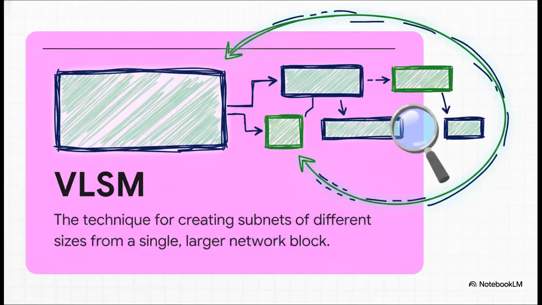Well, the magic trick here has a name. VLSM. It stands for Variable Length Subnet Masking. You can think of it like this. Instead of cutting a pizza into 8 equal slices when maybe you only want a tiny sliver, VLSM lets you cut each piece to the exact size you need. It's the perfect tool for solving our CEO's challenge.